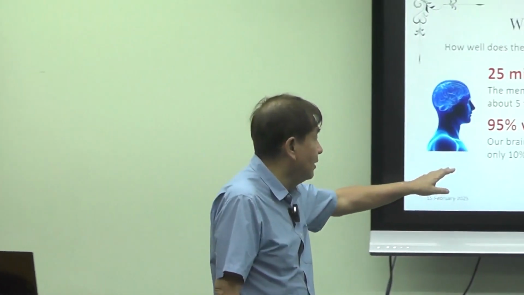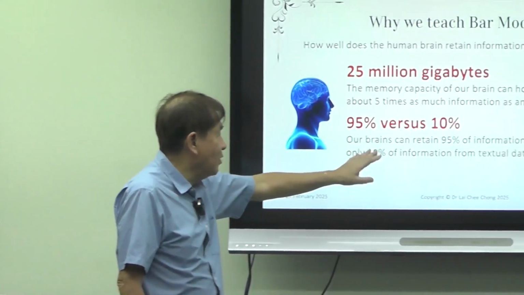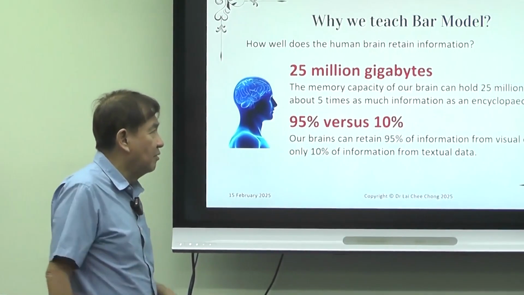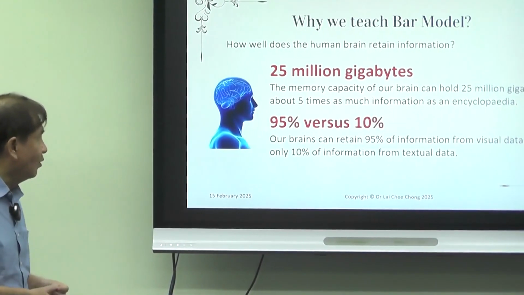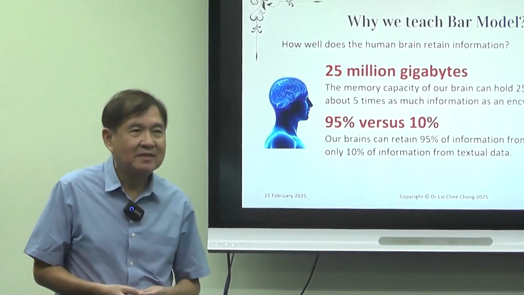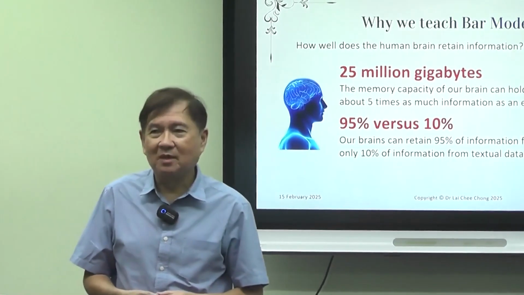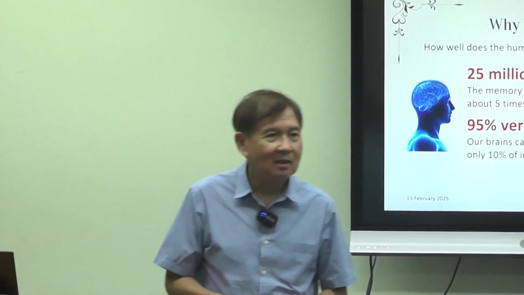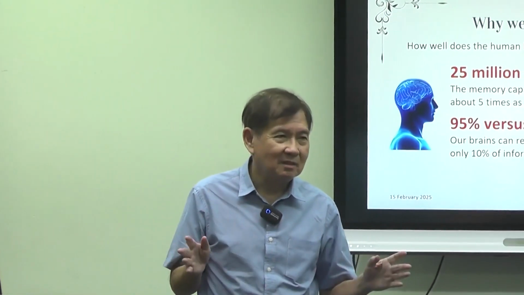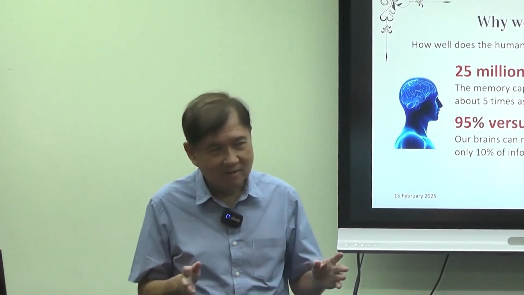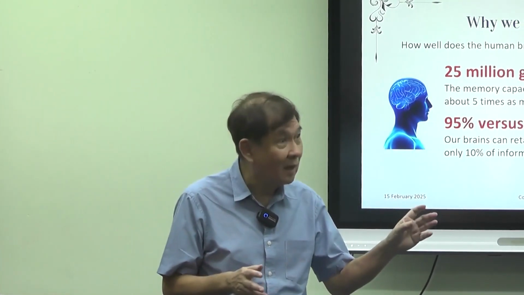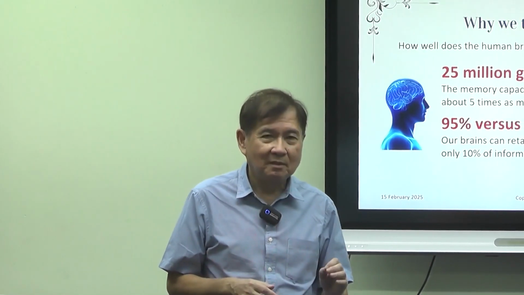But talk about retention in the brain there. Brain can retain 95% of information from the visual data and only 10% from the texts. Now you understand. As a teacher, you tell them in 1,000 words, it's not 10%. It's not much. You get a picture, you say, oh, well, now I see.